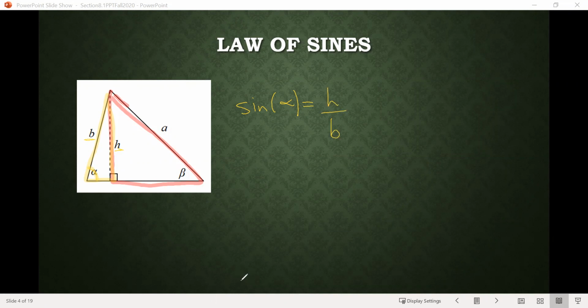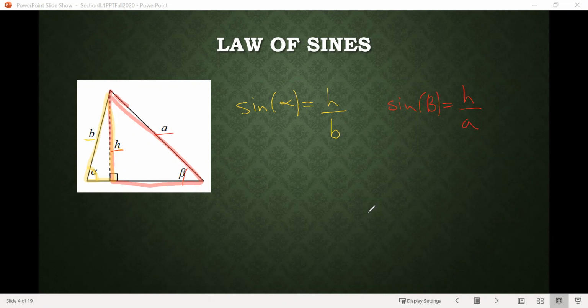And if we do a similar thing in the red triangle, again we have the angle beta here. The side H looks like it's opposite. The side A looks like it's adjacent. Or excuse me, the side A is the hypotenuse. So we could again set up a ratio here that is sine of beta equals, again, the opposite side, which is H, over the length of the hypotenuse, which is A. So now we have these two ratios.